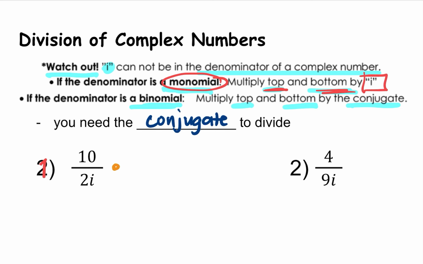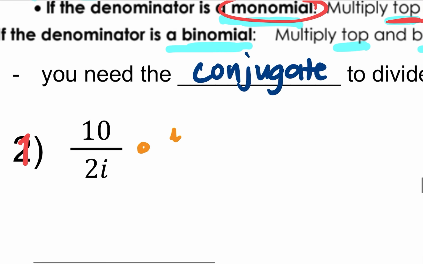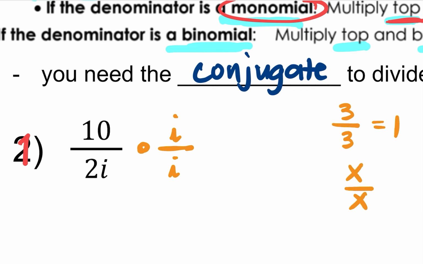Multiply the numerator and denominator by I. What are we doing? We are simply multiplying the expression by 1. What do I mean by that? Remember, when we have 3 divided by 3, it is equal to 1. When we have x over x, it is equal to 1. So we are multiplying the expression 10 over 2i by 1, but it is of the form i over i. Let us perform the operation.